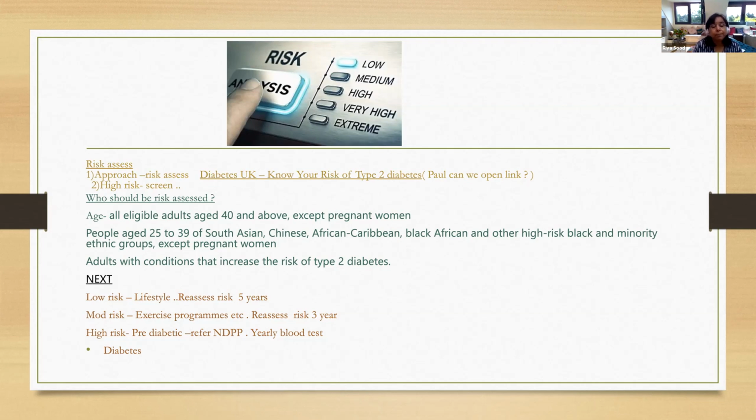So just to recap, eligible patients are patients who are over the age of 40, but from 25 if you're of certain ethnic origin, and also adults with some conditions, which you're going to look at in the next slide, which increase the risk of type 2 diabetes. In my experience, potentially everyone has got some risk factor or other, and basically everybody gets screened. However, as per NICE, this is the approach you need to adopt, okay?